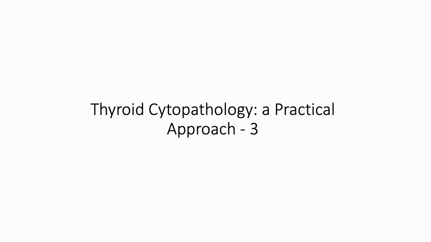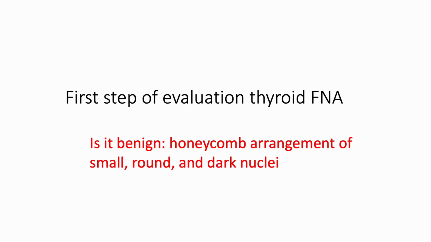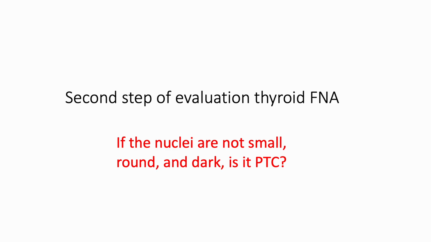Let's continue our discussion on a practical approach to thyroid FNA. When you're reviewing a thyroid FNA, the first question to ask is: is this nodule benign? Benign follicular epithelium shows an orderly honeycomb arrangement of nuclei with minimal overcrowding and overlapping. And these nuclei are small, round, and dark. But if they're not small, round, and dark, it's time to move on to the next question.